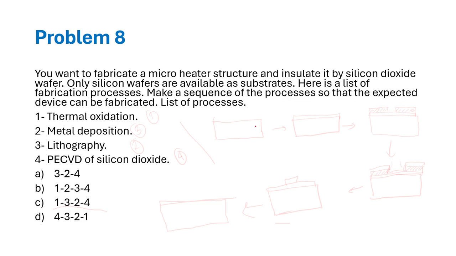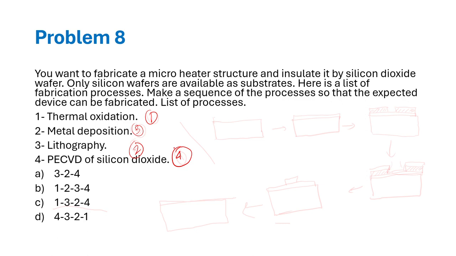What is the answer? I think first is thermal oxidation, then comes lithography, and metal deposition, and PECVD. I would go for C, possibly. Okay. Thermal oxidation, then lithography, then metal deposition, and then PECVD. Correct. So this sequence is correct.